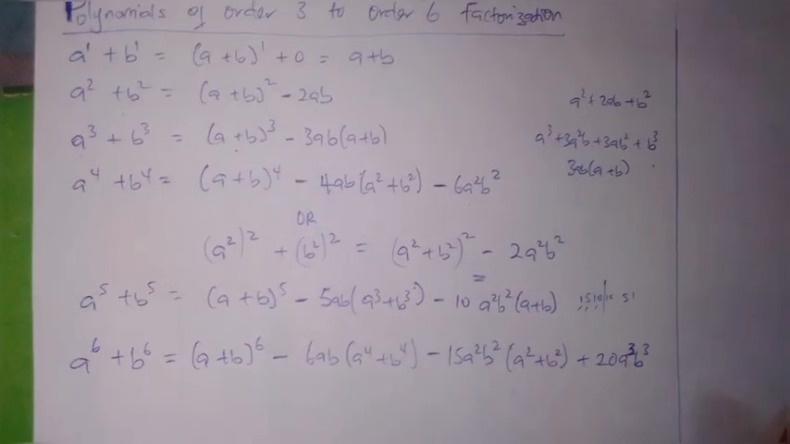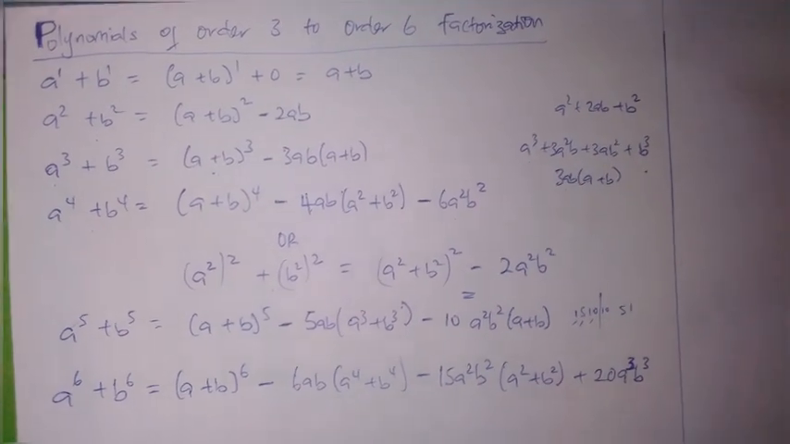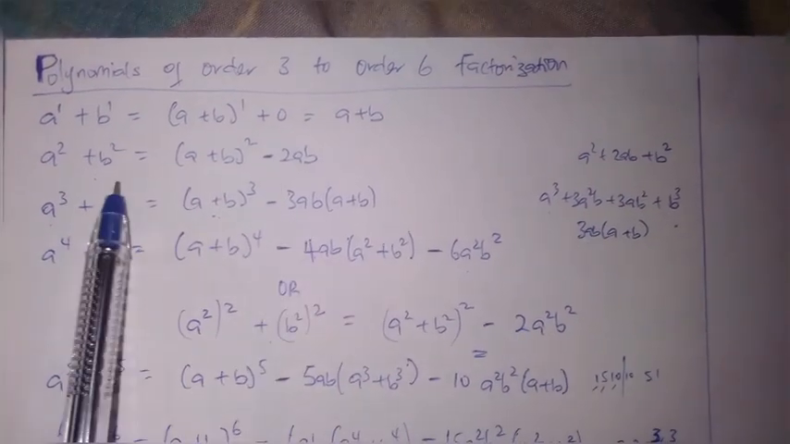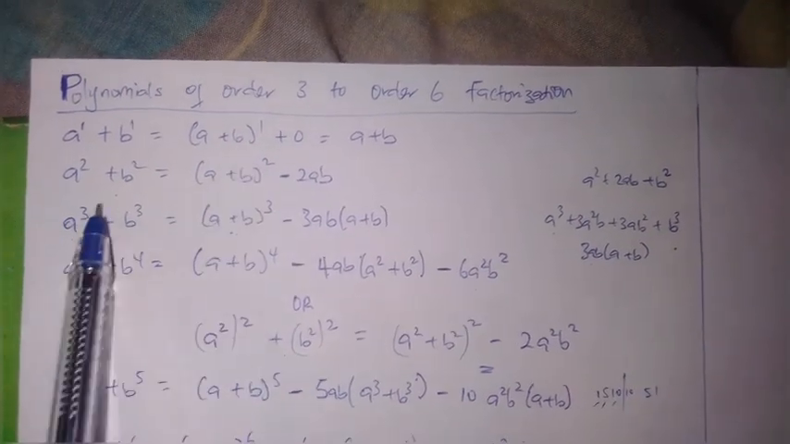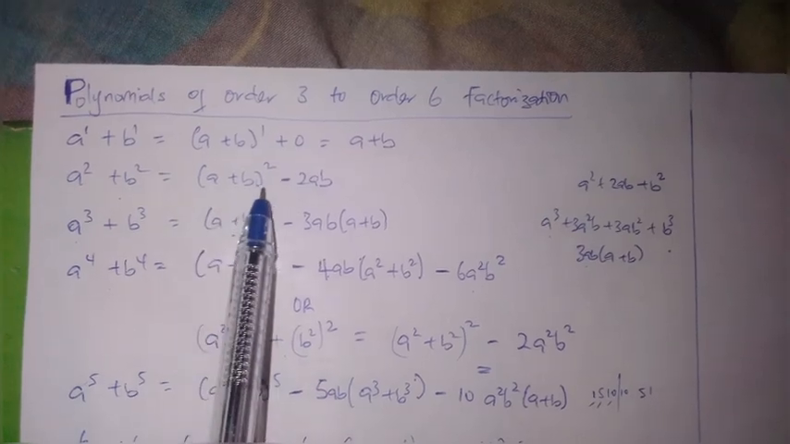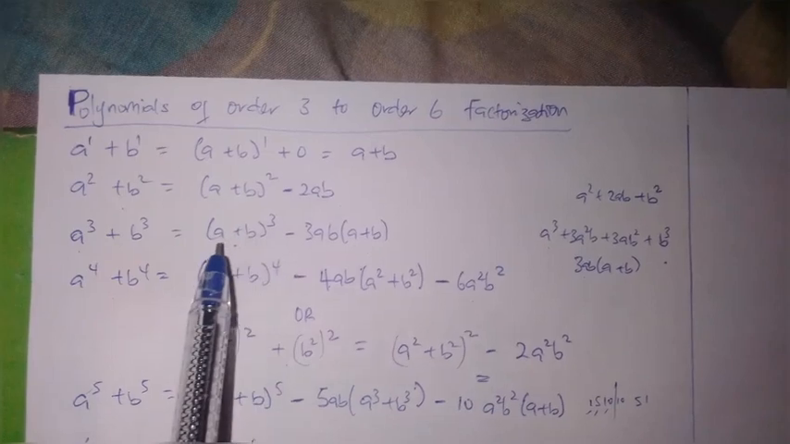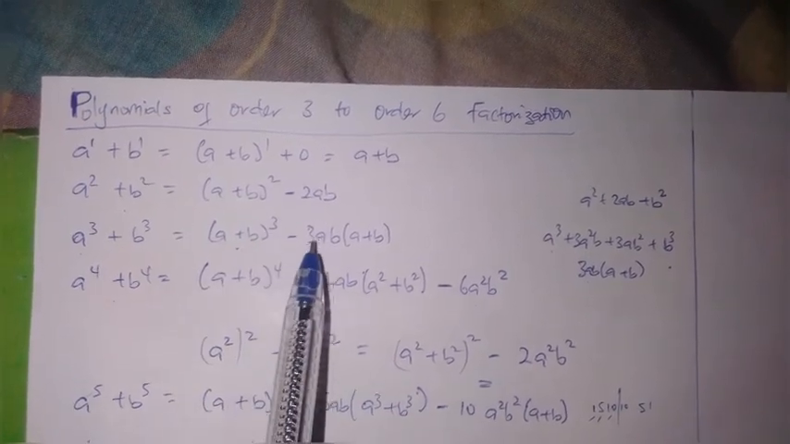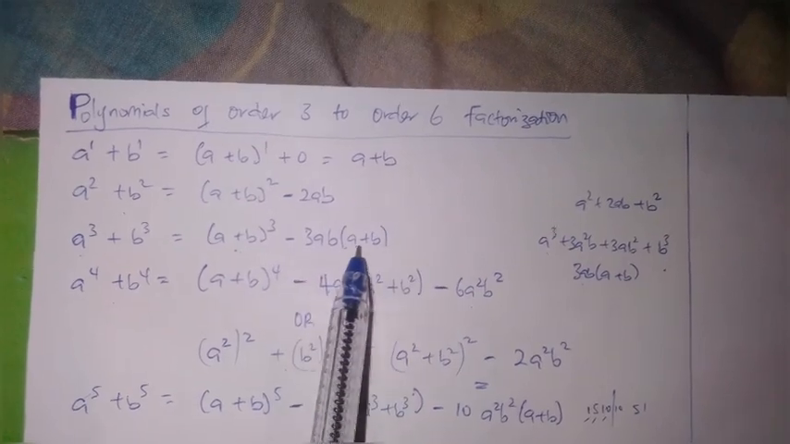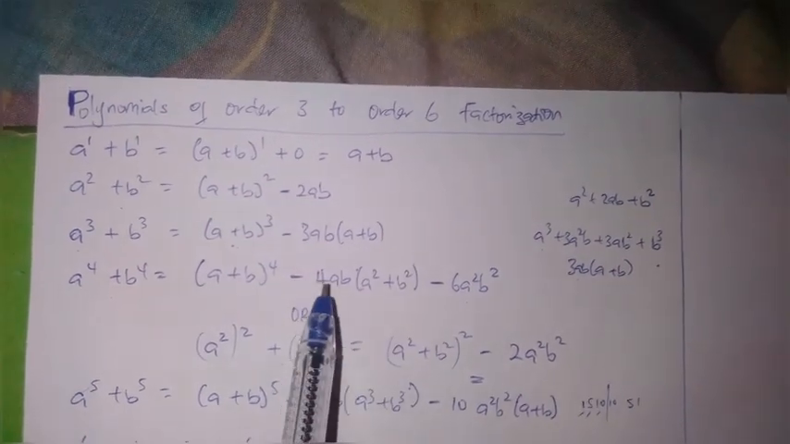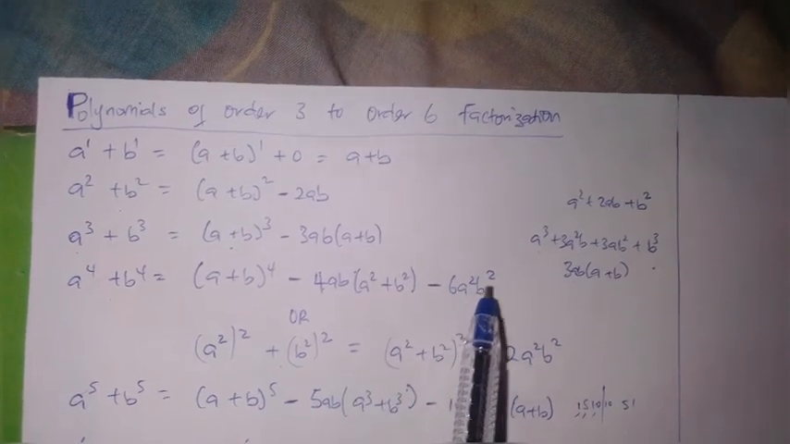Now let's look at the trend. So possibly, if you want to hack it in your head also, the trend is this. For power 1, there's nothing special about this one; you will know this one. Now for power 2, this is a plus b all raised to power 2, then minus 2ab. For this one, it is a plus b all raised to power 3 minus 3ab into a plus b. For 4, it is a plus b to power 4, minus 4ab into a squared plus b squared, then minus 6a squared b squared.